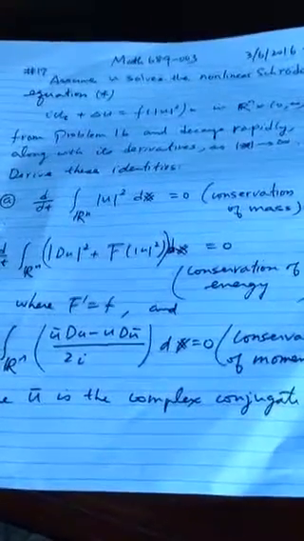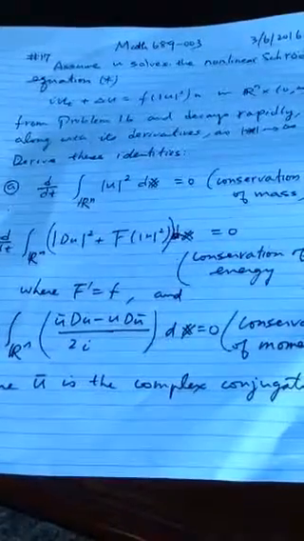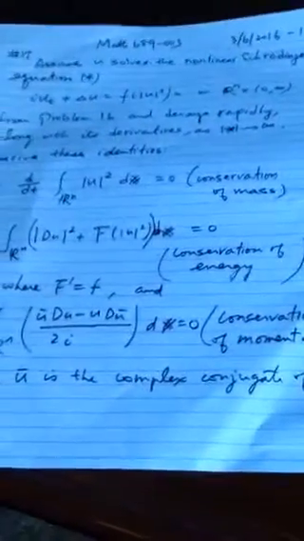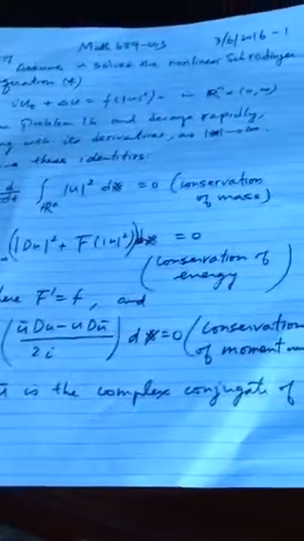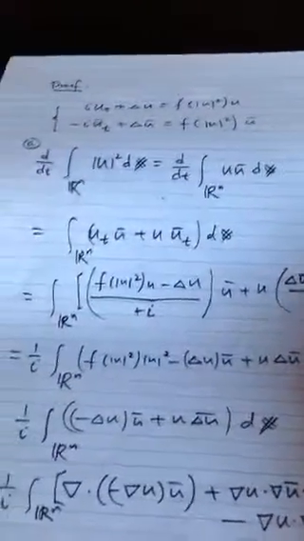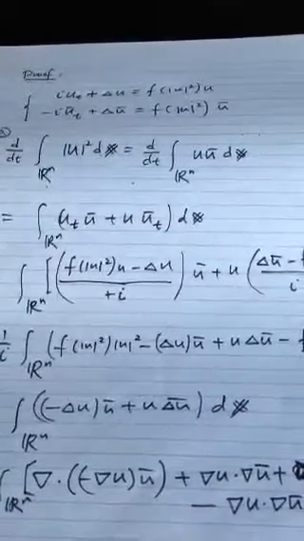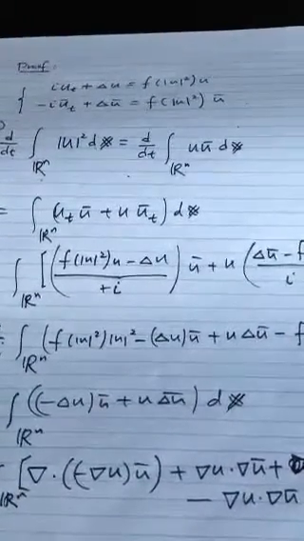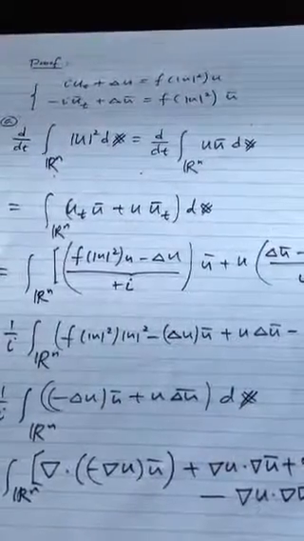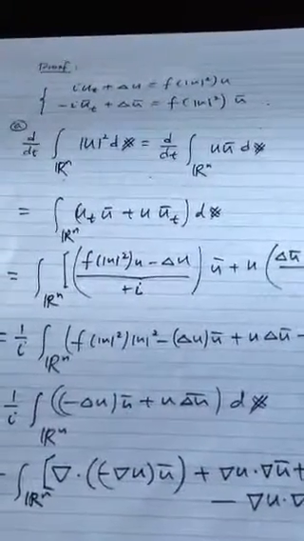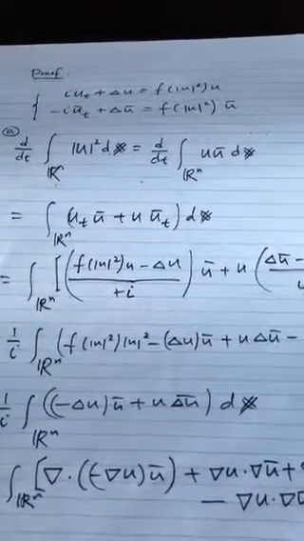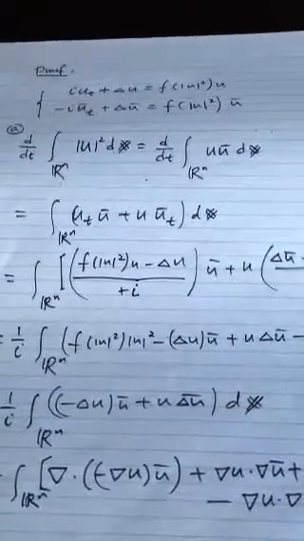to derive the following three identities, namely conservation of mass, conservation of energy, and conservation of momentum, where u bar is the complex conjugate of u. Okay, so we take the derivative of the first. The proof is very simple. You just keep in mind that i u_t plus the Laplacian of u is f of absolute value u squared times u, and its complex conjugate. If I take the complex conjugate of the equation, it becomes minus i u bar_t plus the Laplacian of u bar equals f of absolute u squared times u bar.